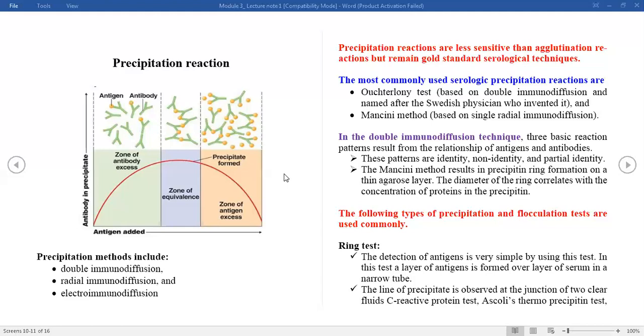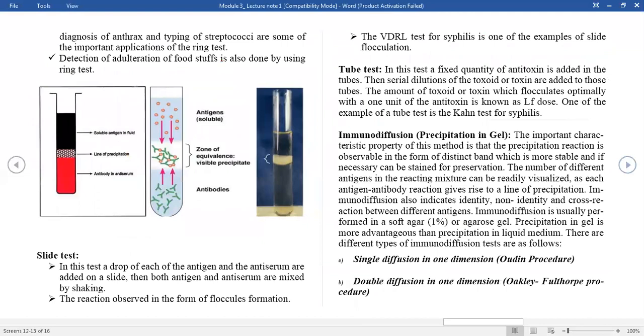So in this particular test, a layer of antigen is formed over a layer of serum in a very narrow tube, and the line of precipitate is observed at the junction of the two clear fluids. You see two clear fluids here in this picture. You can see here this black one.